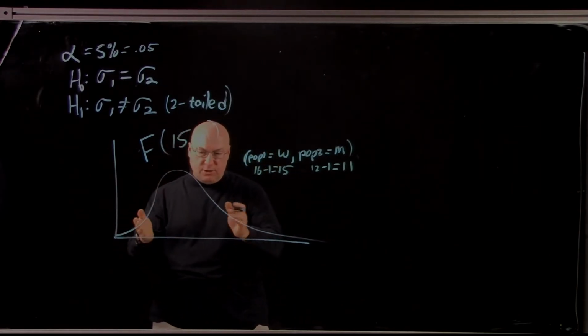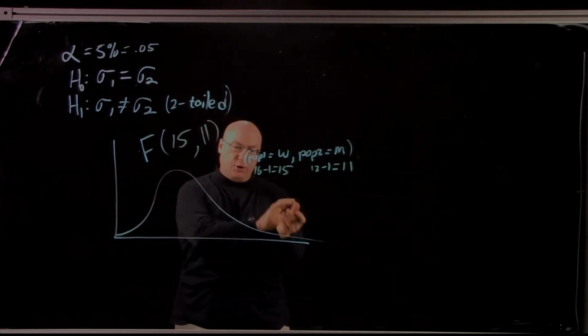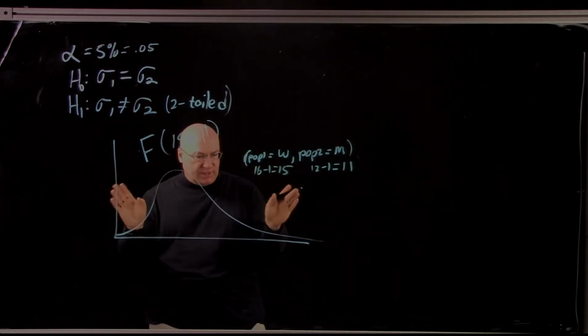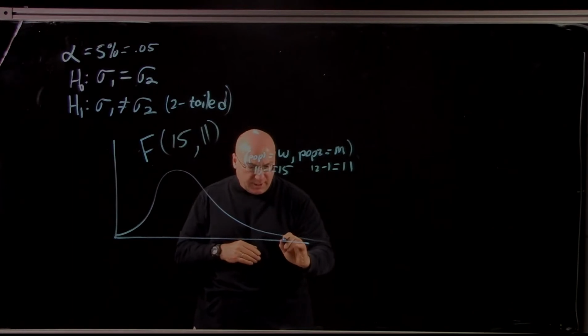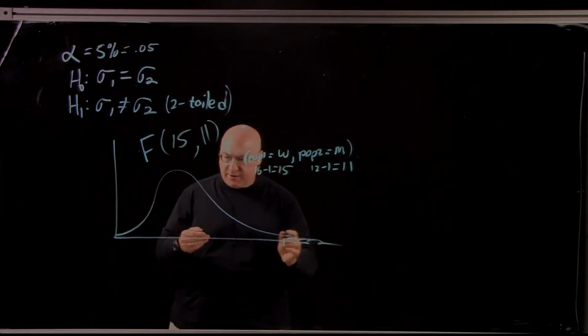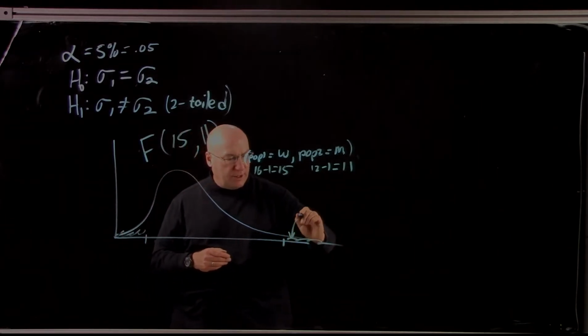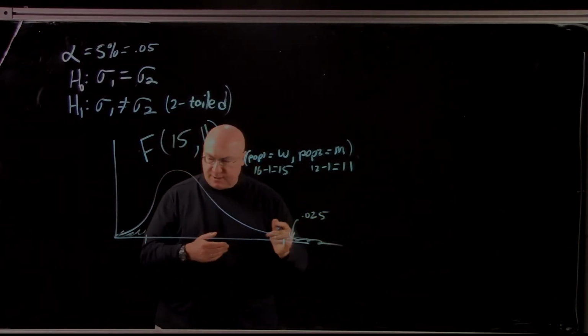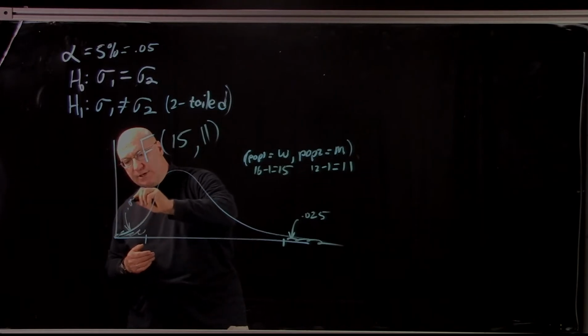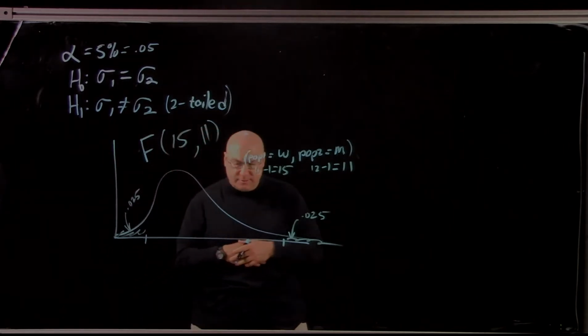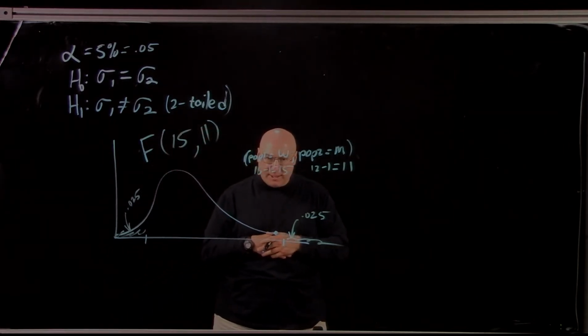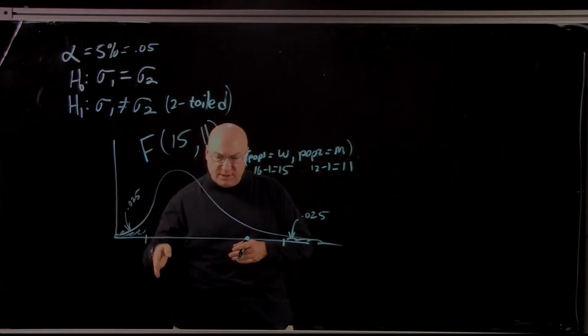So we can't get one region and fold it over to get the other. But we can just say generically, we can draw it in here. I want half the area here and half the area here. So I want 0.025 here, and I want 0.025 there, right?